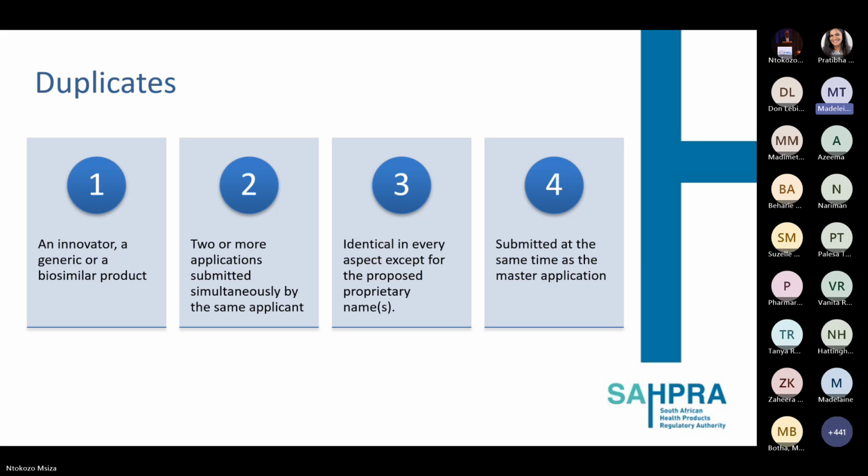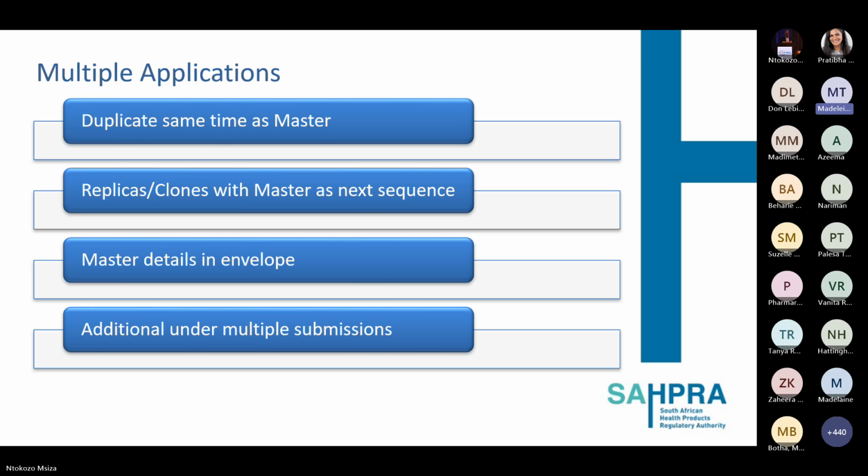numbers. When the portal goes live, you will also see a space where you can say, okay, I'm applying for a duplicate. I tick this box, and these are the strengths I'm adding as a duplicate, and they will then provide you with these application numbers. Then if the duplicate is submitted at the same time as the master, the replicas are cloned with the master as the next sequence. The master details are in the envelope, but the additionals will be added under the multiple submissions.